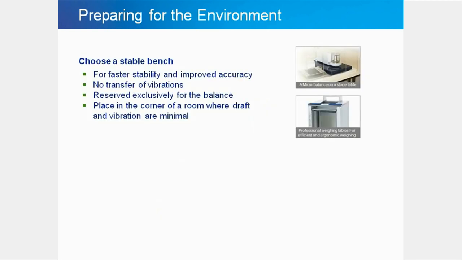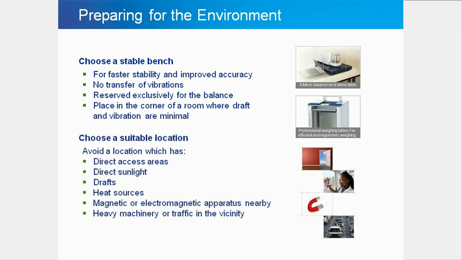The first thing to be done while preparing for the environment is to choose a stable bench. It is used to attain faster stability and improved accuracy. It should be solely used for balance. Place the stable bench in the corner of the room to avoid vibrations and drafts. Avoid choosing a location which has direct access areas, direct sunlight, drafts, heat sources, or are in the vicinity of magnetic or electromagnetic apparatus, heavy machinery, or traffic.